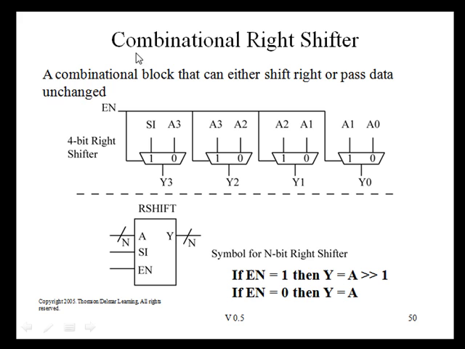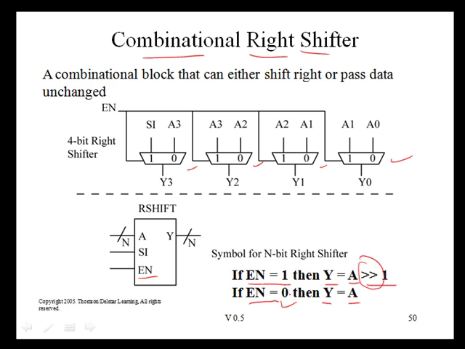This slide shows one possible implementation of a combinational right shifter that can shift to the right by one position or else passes input unchanged. It uses muxes to implement the combinational right shift for a 4-bit bus. The shifter has an enable signal. If enable is a 1, then the output Y is going to be the input shifted to the right by one position. The symbol right here is the right shift operation from the C programming language. If enable is equal to a 0, then the output Y is equal to the input A.